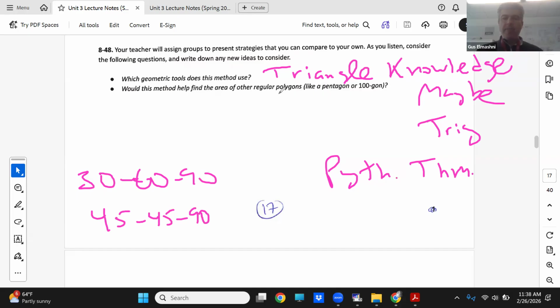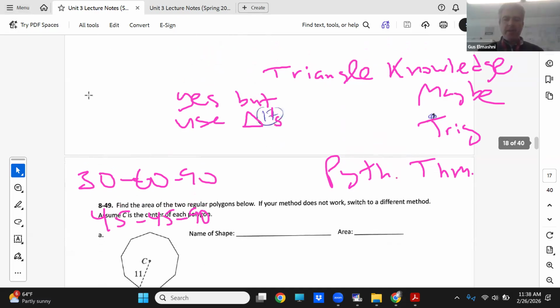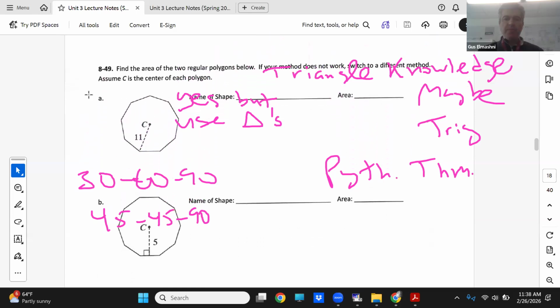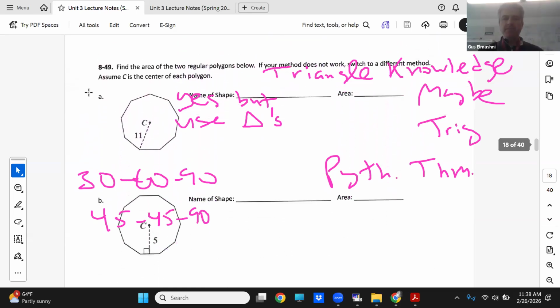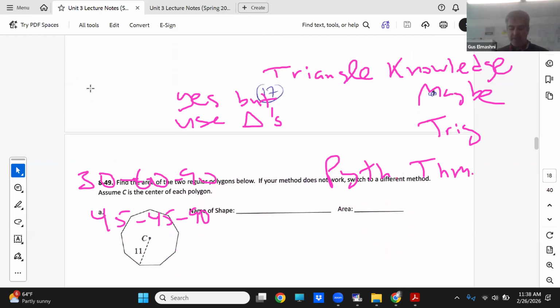And would this method help find the area? Yes. But use triangles. Triangles are going to be your best bet, because you're always going to make triangles out of these. Always. 100%. And we talked about that on Tuesday when you taught all the information about those polygons. So okay, let's try some more.